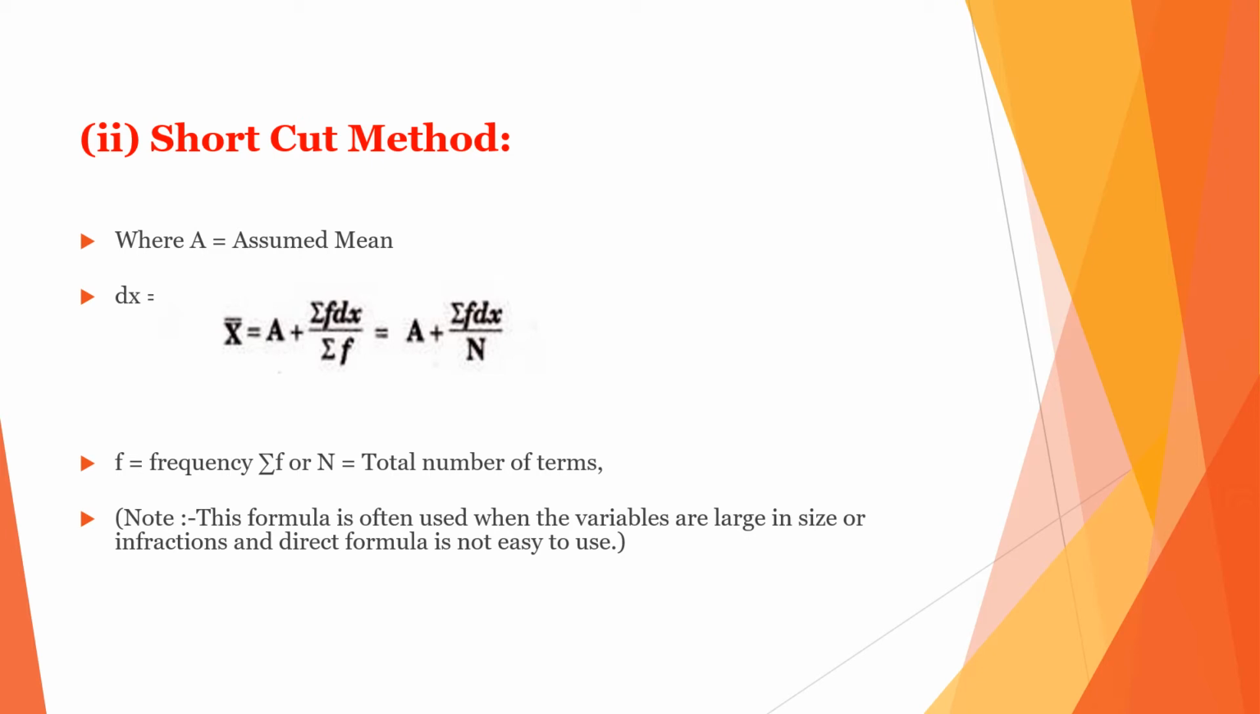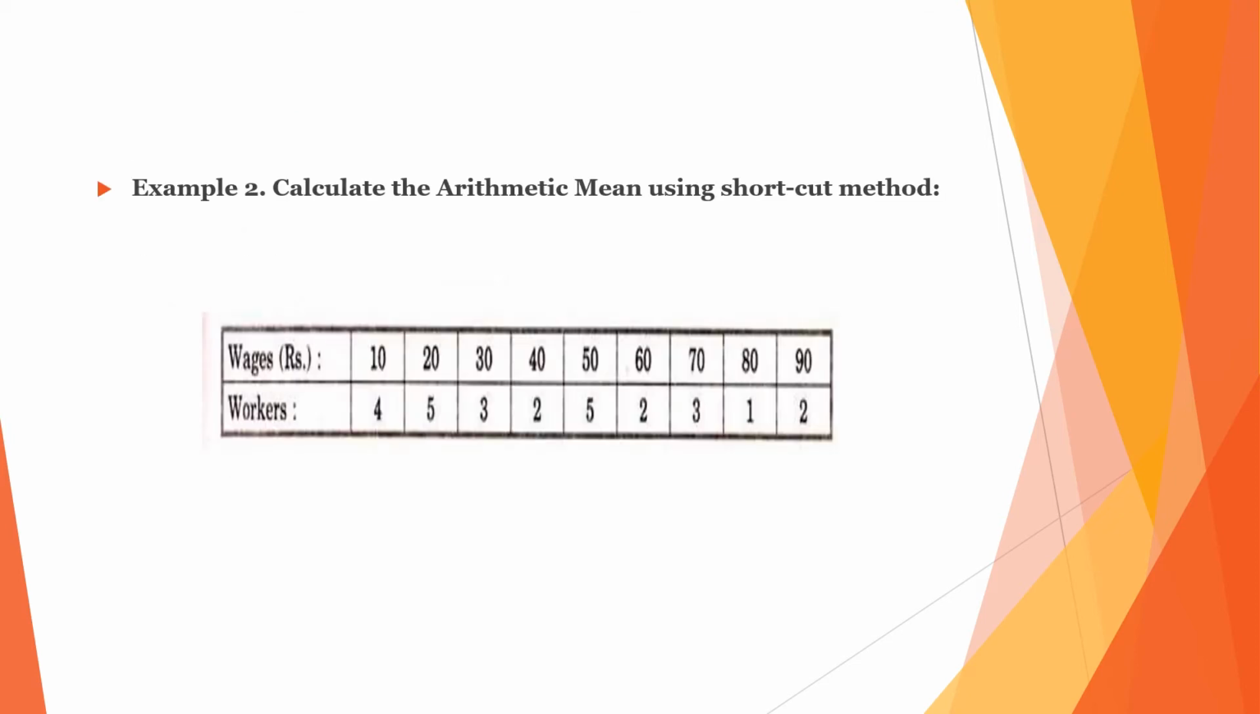Then we are going to apply the formula. What is the formula? X bar equal to a plus sigma f dx divided by sigma f, equal to a plus sigma f dx divided by n. You can apply any one of them. Both are the same. A equal to assumed mean, sigma f dx means sum of frequency into deviation, and sigma f is the sum of frequency, which is also known as n. Now calculate the arithmetic mean using shortcut method.